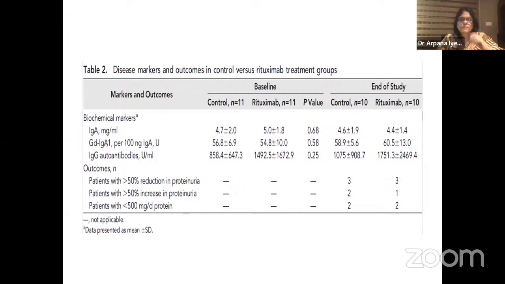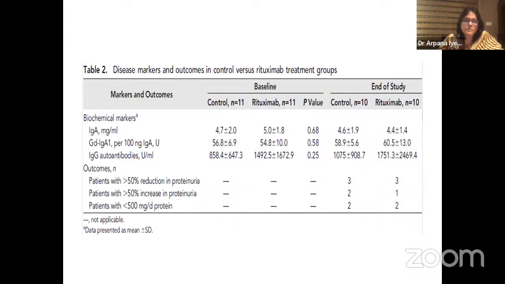And coming to the other disease markers and outcomes in the control versus rituximab treatment groups, as you can see here, IgA antibody levels, galactose deficient IgA1 antibodies and IgG autoantibodies were all studied as secondary subgroup analysis, but none of them showed any significant difference.